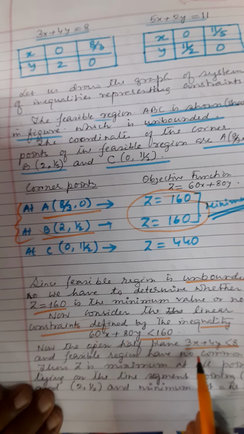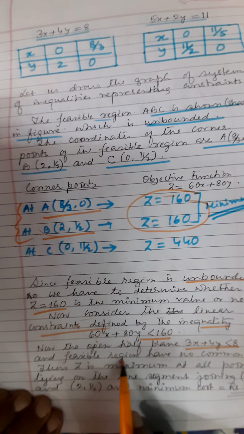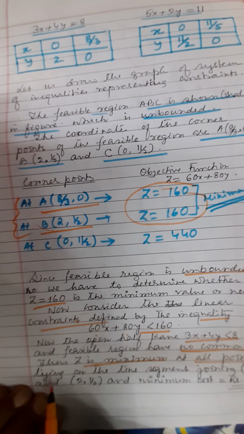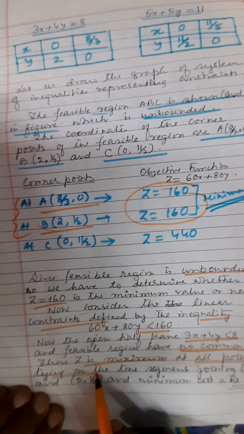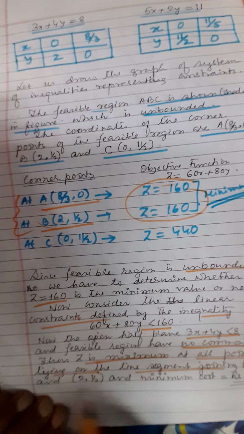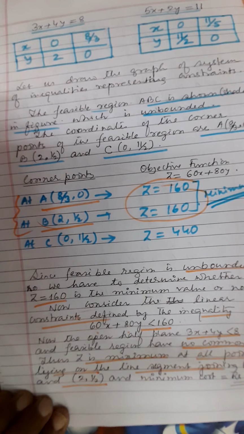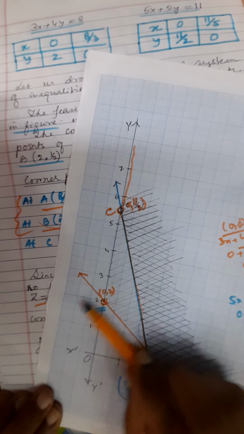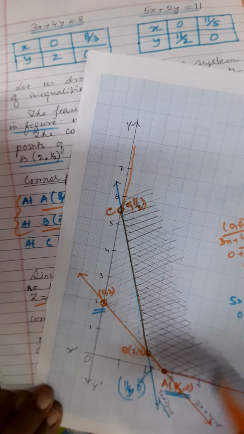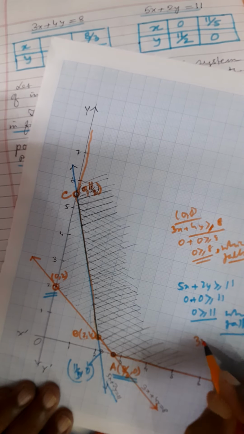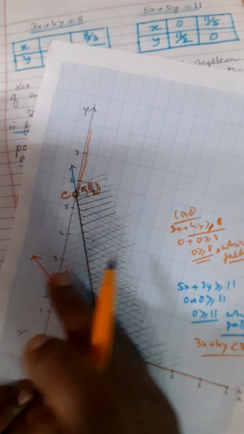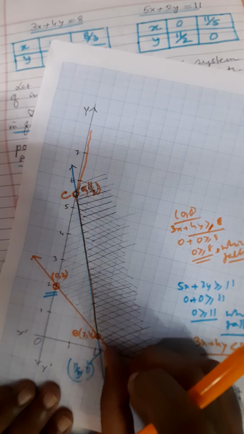Now the open half plane 3x plus 4y less than 8 and the feasible region have no common points. They don't have any common points. Thus z is minimum at all the points, infinite in number, lying on the line segment joining (8/3, 0) and (2, 1/2). This is the line for the objective function. 3x plus 4y equal to 8. Less than 8 means this part will come, so they don't have any common point.